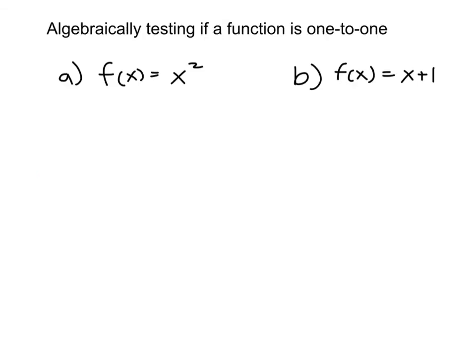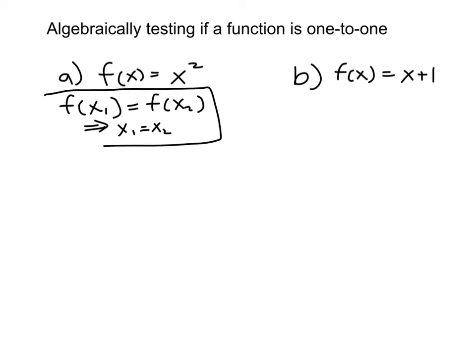In addition to the horizontal line test, we can also see if a function is one-to-one by using algebra. To do this, let's say f of x1 equals f of x2. If this is the case, then that implies that x1 equals x2. And this will be true if the function is one-to-one. So let's test if this is true. I'm going to assume that it is true.